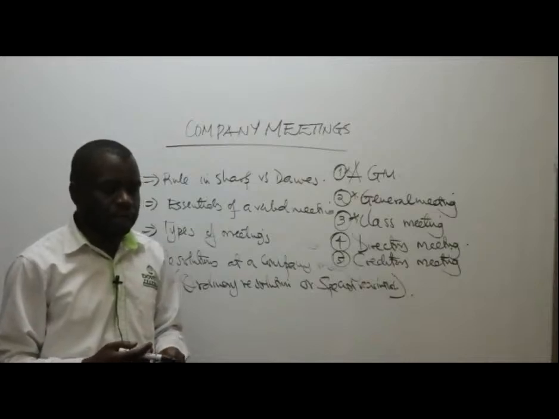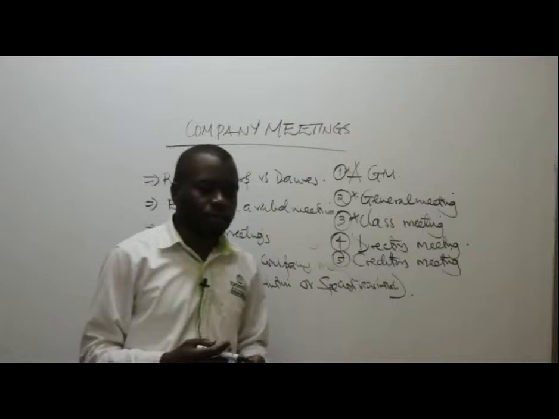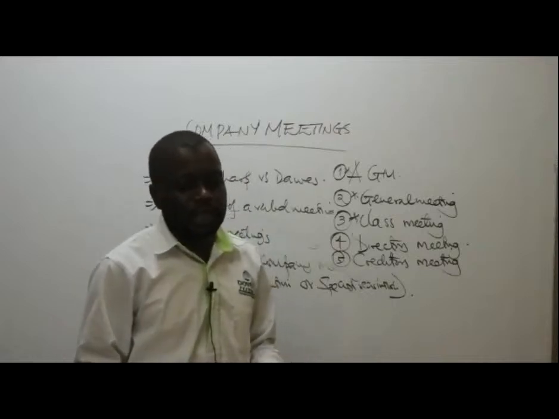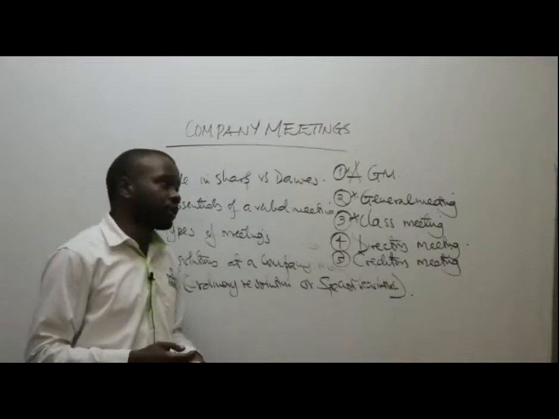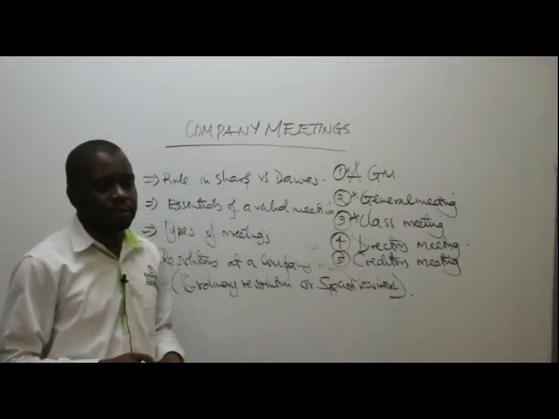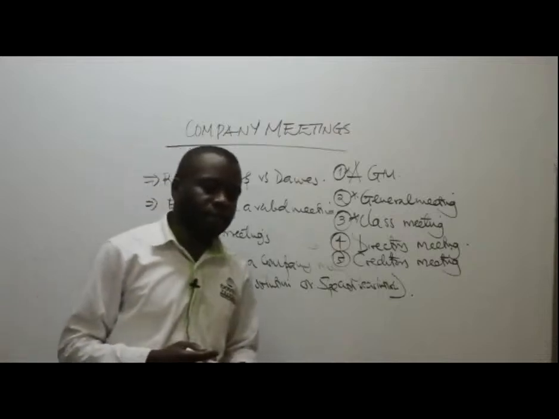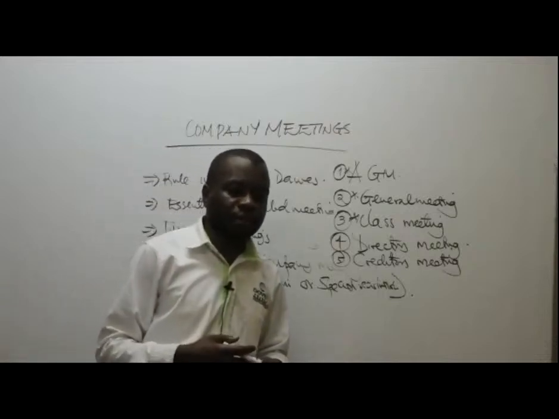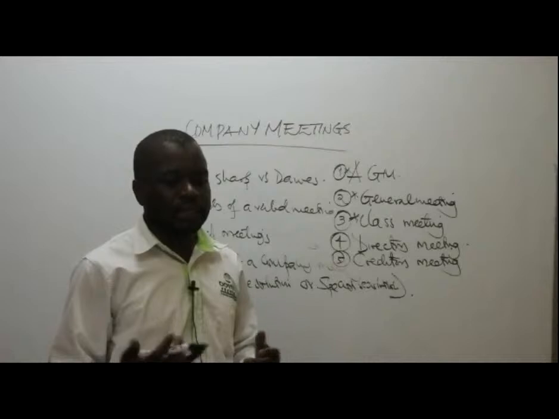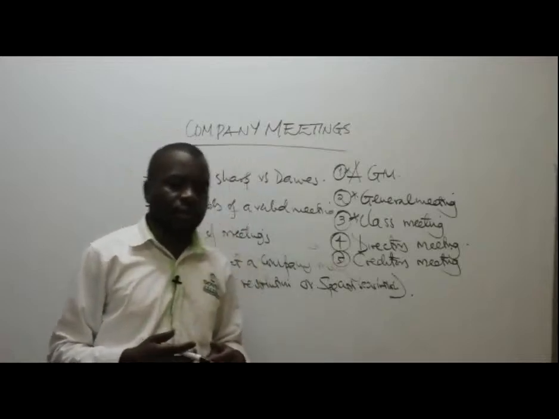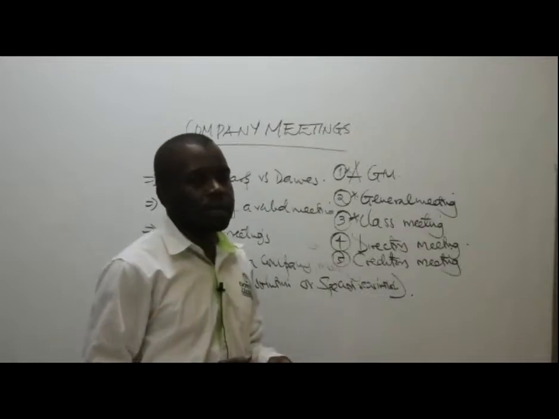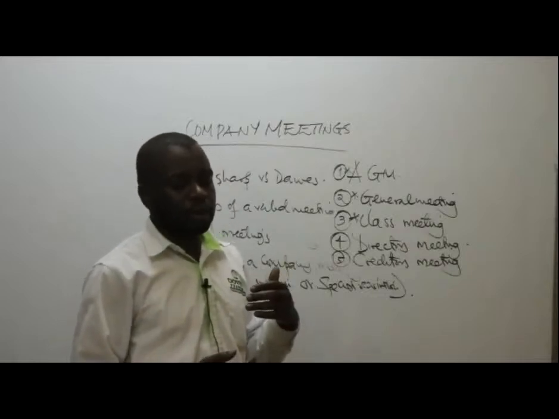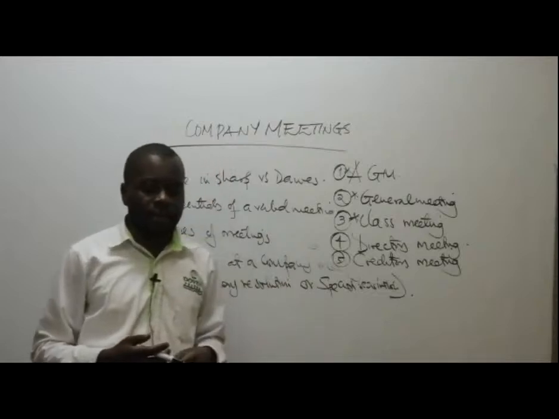Most companies prefer to hold it within a period of 6 months after the end of the financial year. So for example, if the financial year ends in June, most probably this meeting will be held between July and the end of the year, which is December. If the end of the financial year of the company is December, this meeting will likely be held in January up to around June the coming year.